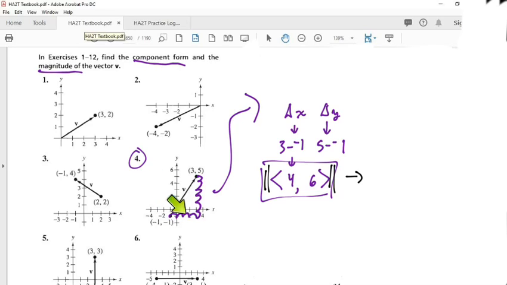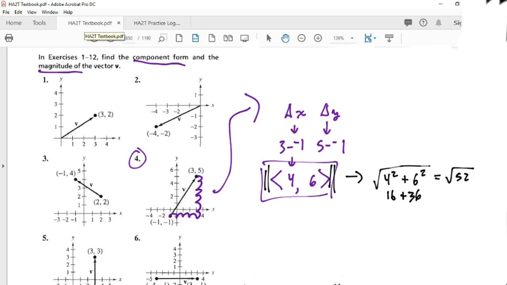Now the length of this is already found for us. What is that? 4. And what's the length of that? 6. So we're going to go 4 squared plus 6 squared, and that's supposed to equal the hypotenuse squared, but we're just going to square root this. So it's 16 plus 36, which equals 52. So we have the square root of 52 right here.